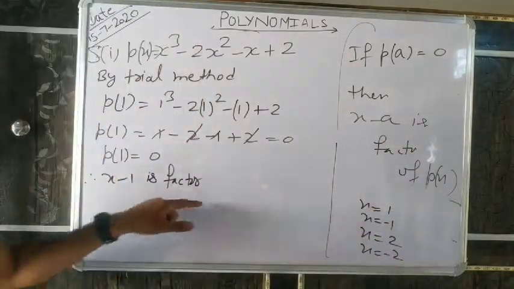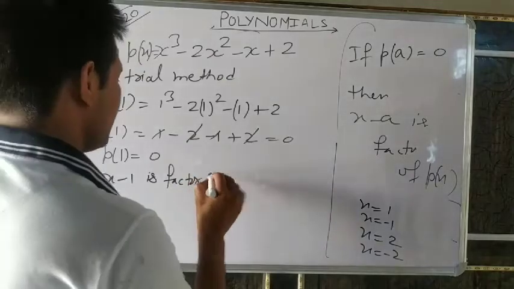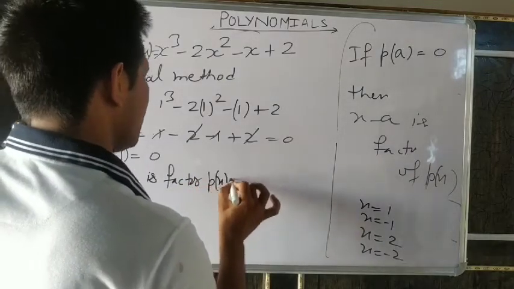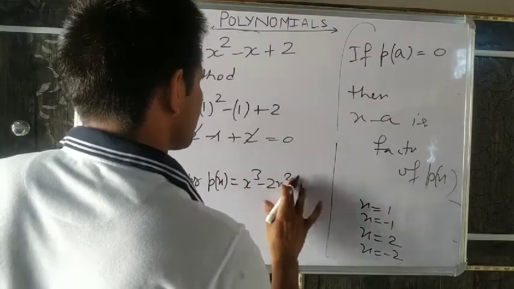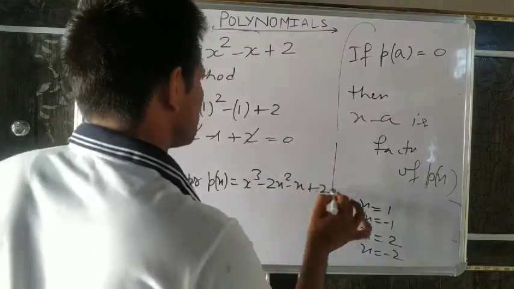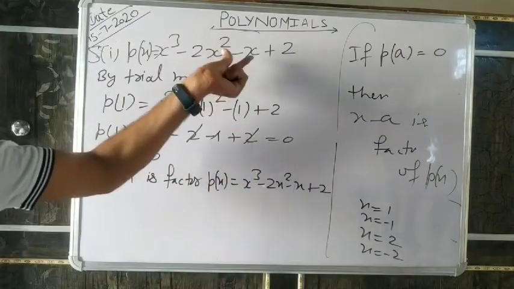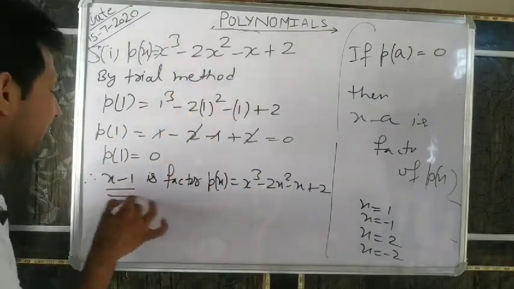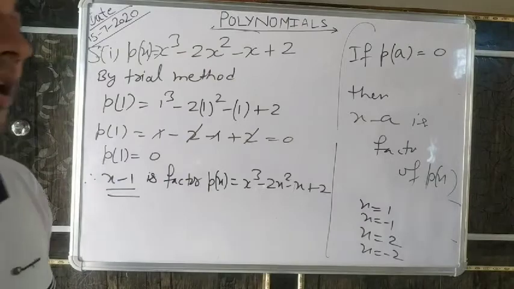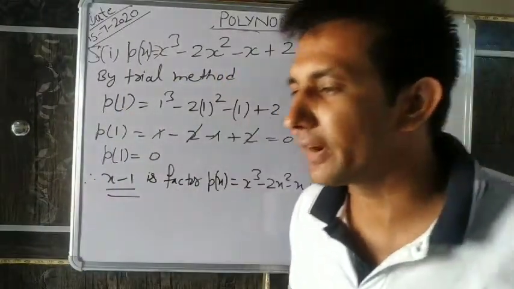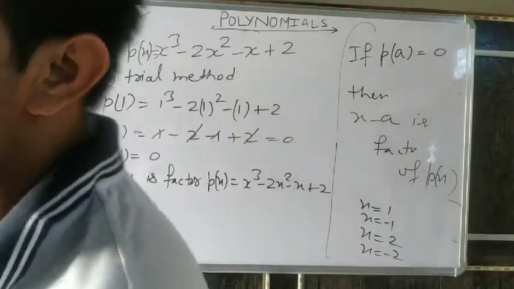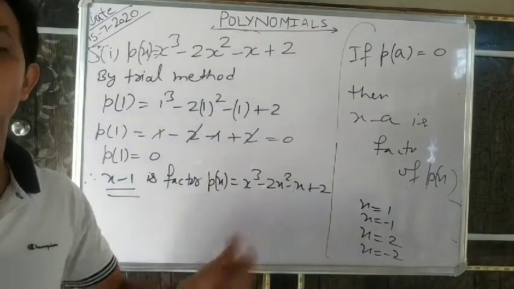So x minus 1 is a factor of p(x). What is p(x)? p(x) is x cube minus 2x square minus x plus 2. So it means of this cubic polynomial, one factor we already found, x minus 1. Now how many factors remain? 2. A cubic polynomial has 3 factors, a quadratic polynomial has 2 factors. Now we will find 2 more factors.